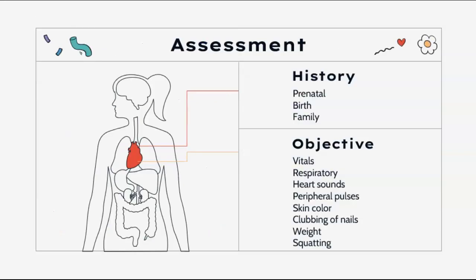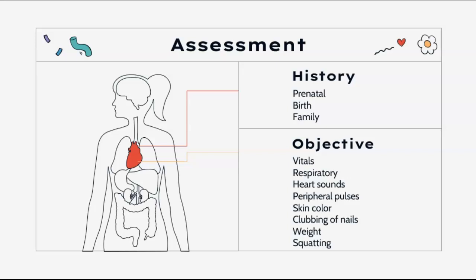Assessment of a patient with a congenital heart defect will include history and objective signs. History includes prenatal history, so did the mother take prenatal vitamins, did she smoke or ingest alcohol during pregnancy? Ask about birth facts, what was the weight, height of the baby, and were they premature or full term? Also ask about family history of congenital heart disorders.